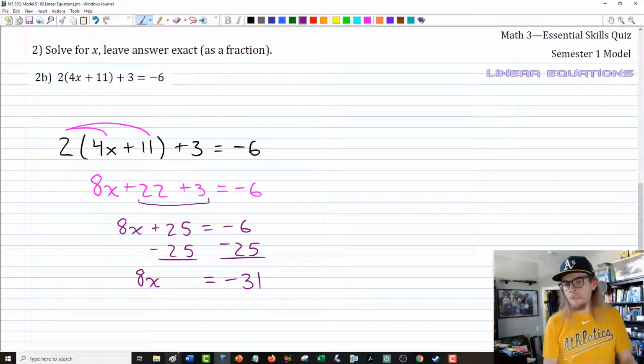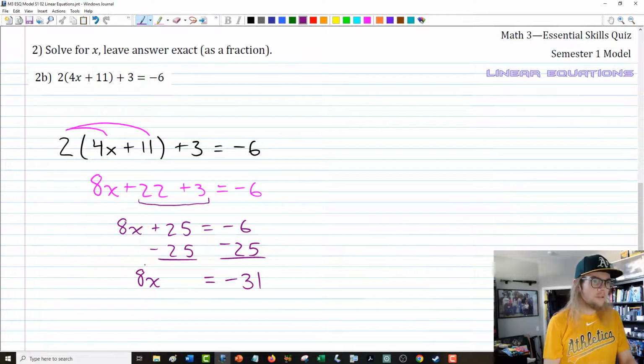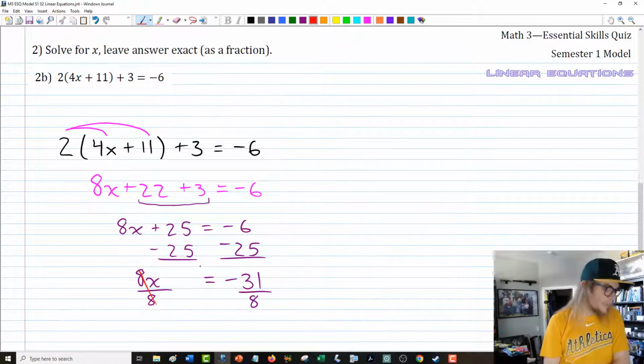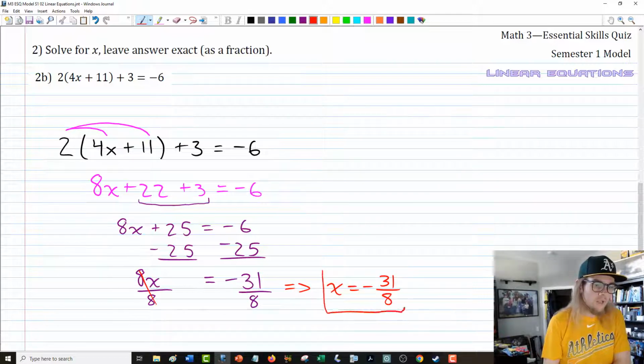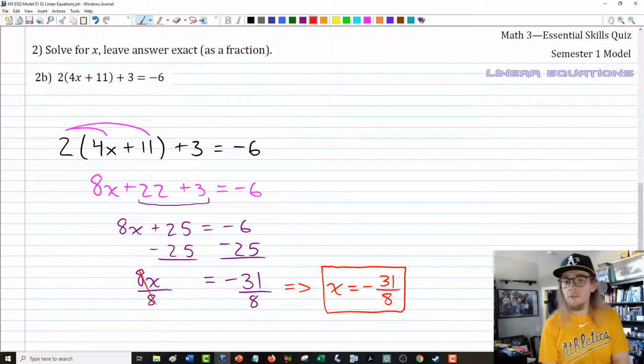But in any event, there is 8x equaling negative 31, and then just like we had before, we want to make a 1 here so that the x is by its lonesome, so I'm going to do precisely that by dividing both sides by 8. When I do, that's going to give us our answer. x is equal to negative 31 over 8. And there is our solution.